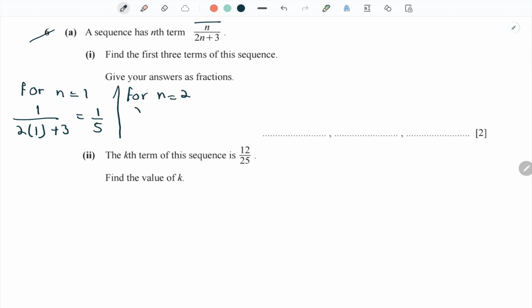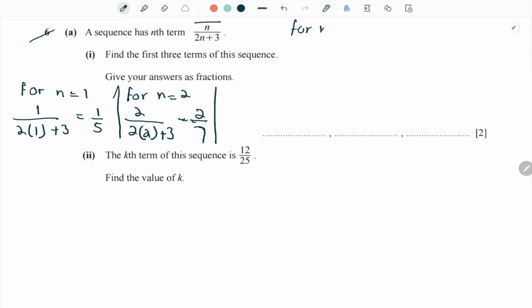Now for n equals 2, so 2 over 2 times 2 plus 3, that means 4 plus 3 is 7, so 2/7. Okay, this is the second term. I will calculate the third one here.